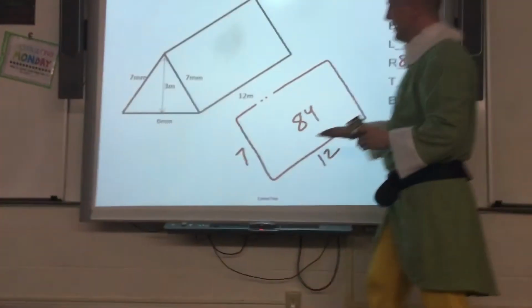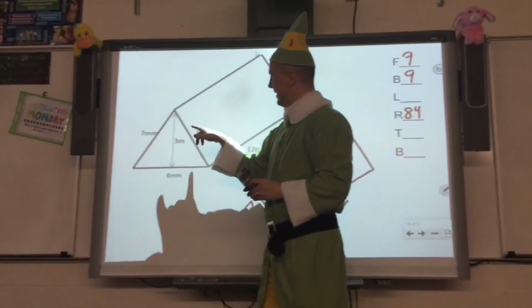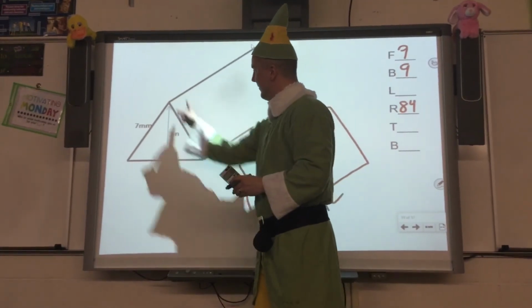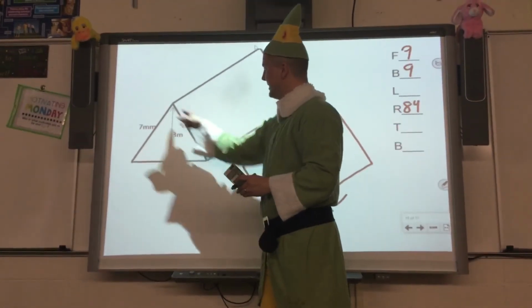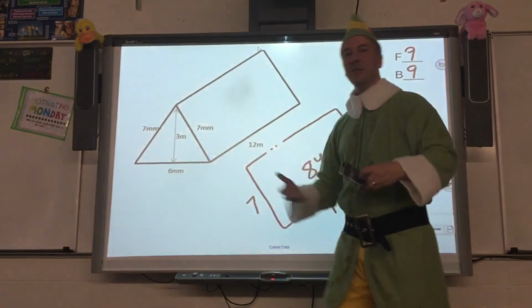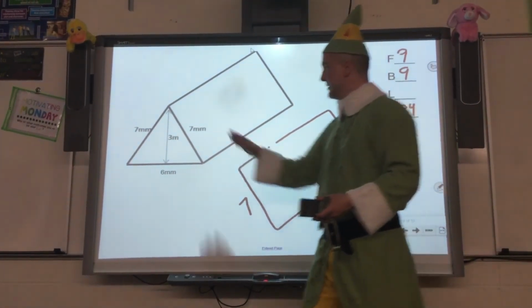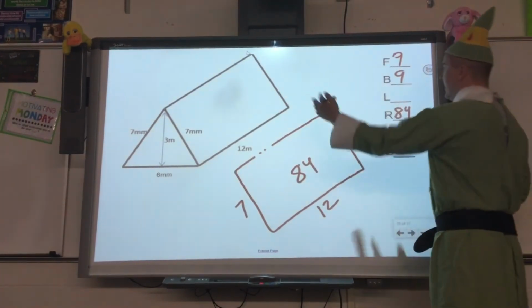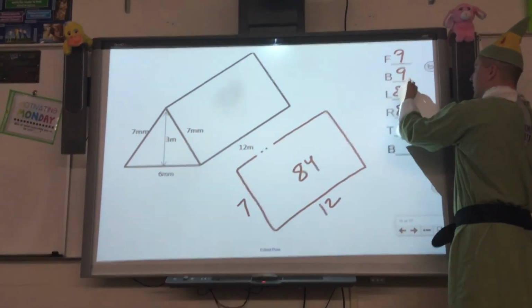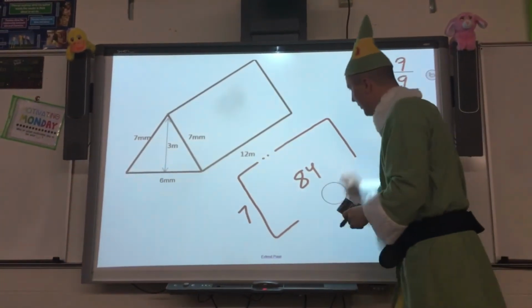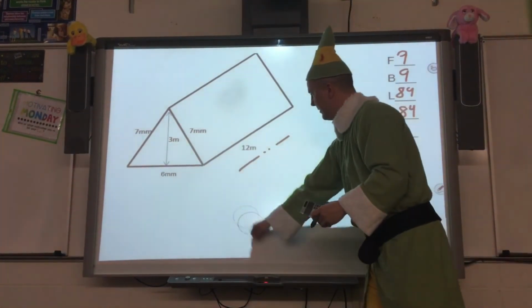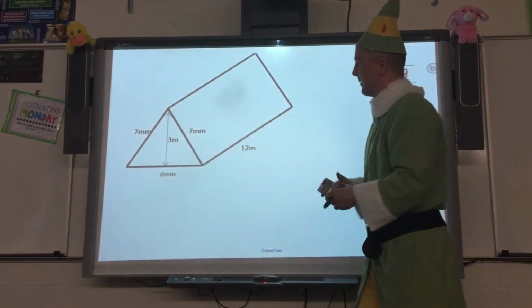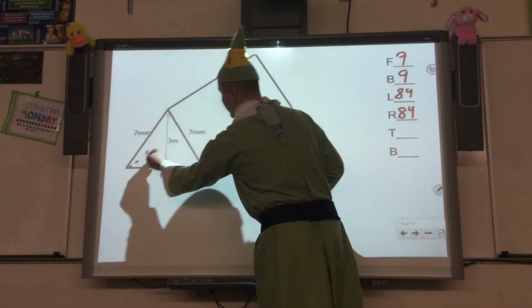I'm assuming, being this is an isosceles triangle, 7 and 7, this other side is also going to be the same measurement. Because this is 7, this is 7, it's still 12. So I know that that left-hand side over there is also going to be 84. Okay? Now, the only one we haven't found yet is where? The bottom. Okay? And again, I'm going to draw some dotted lines in there.